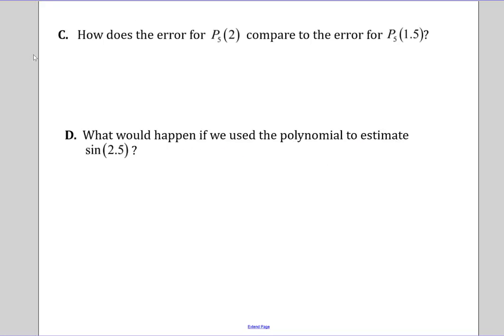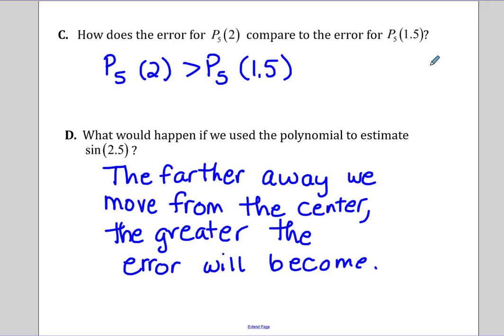So how does the error at 2 compare to the error at 1.5? Well, we could say that the error at 2 is greater than the error at 1.5. What would happen if we use the polynomial to estimate the sine of 2.5? It looks like the farther away you move from the center, the greater the error will become. So I said that again here.